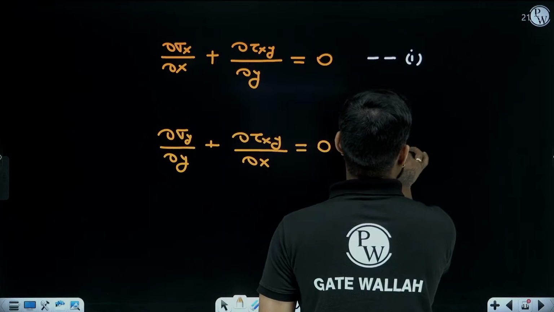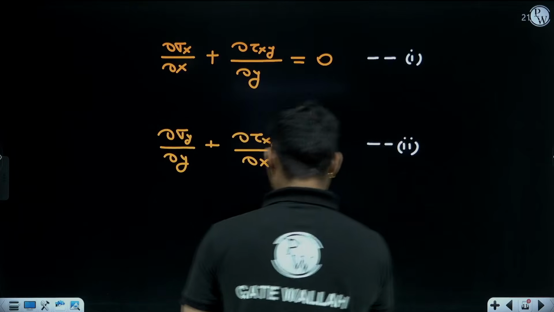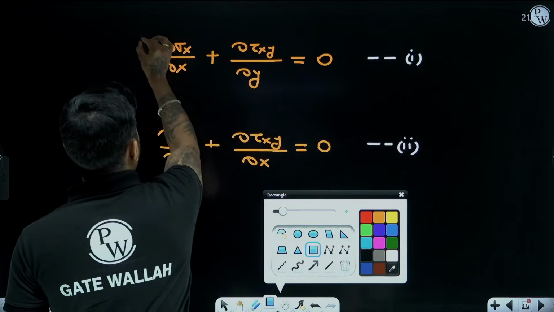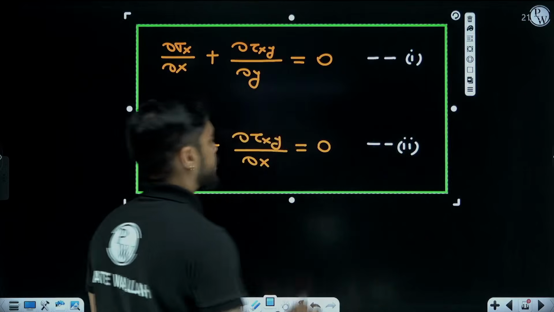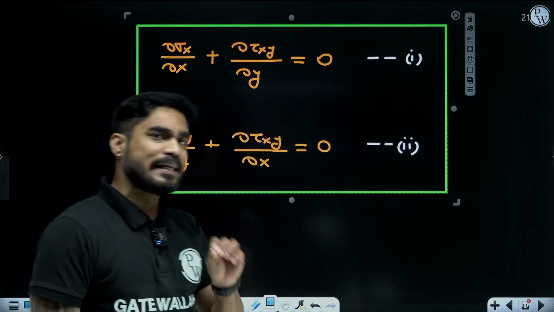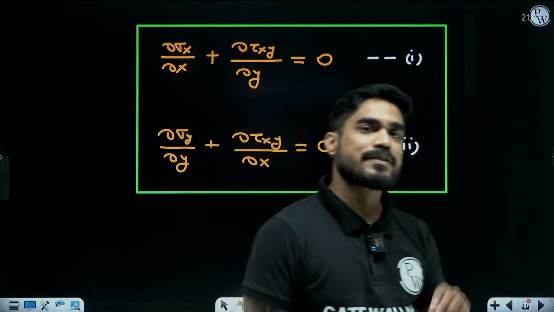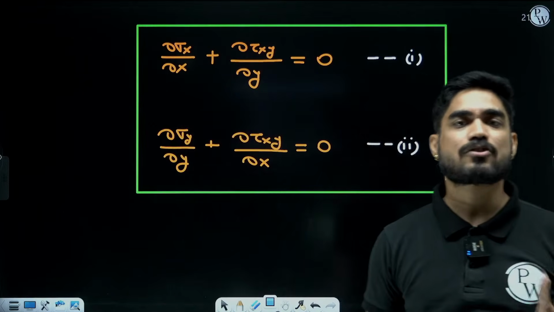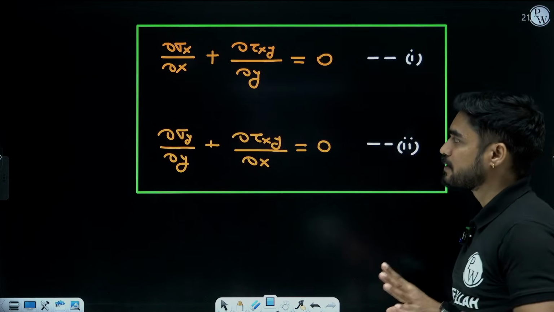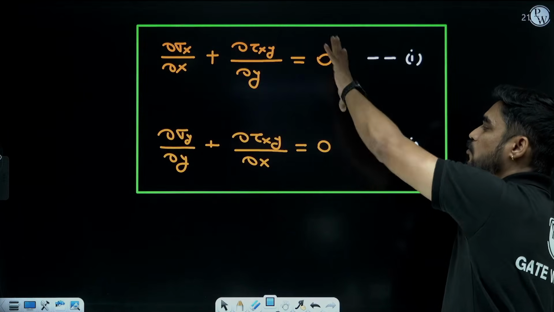This is equation number 2. What are these equations? These are equilibrium equations. So at any point, if you have sigma x, sigma y, tau xy, they must satisfy these equations.